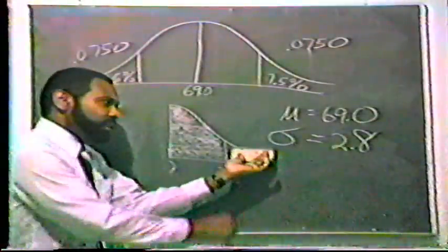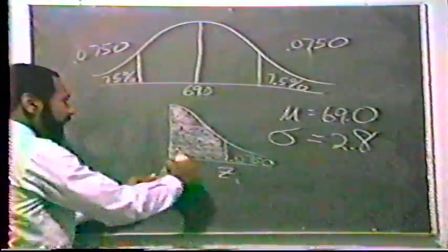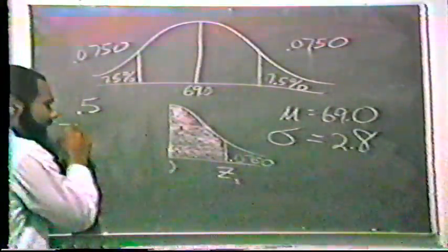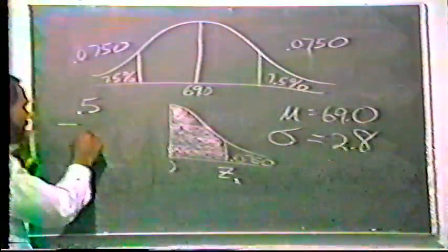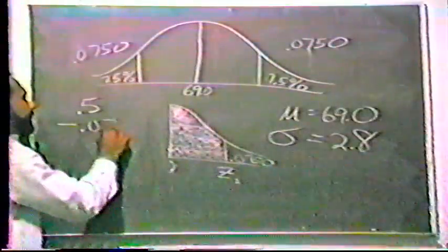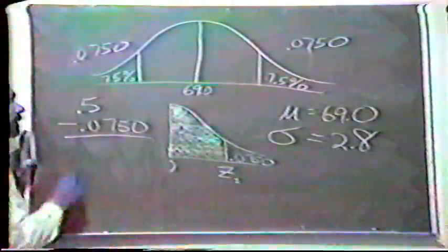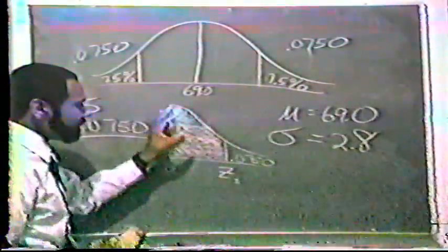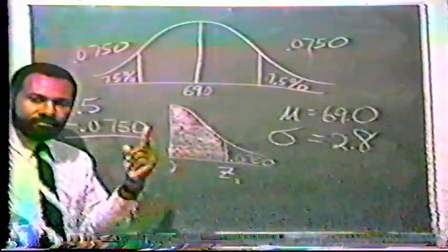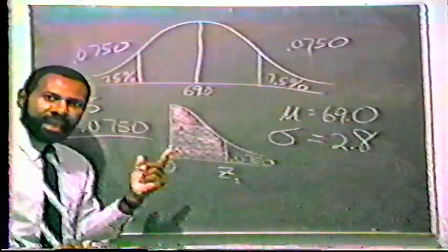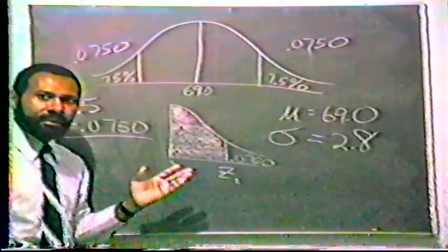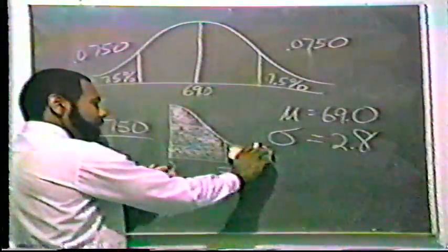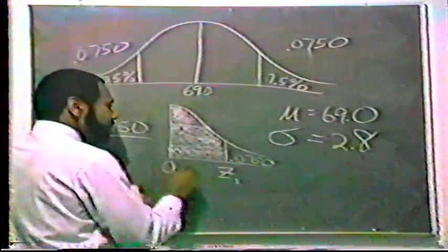So what we have to do is take that 1/2, which is 0.5, and subtract from that the 0.0750. Once again, that represents half of the area. The total area is 1. So half of it is 1/2, or 0.5. If we take that much away, we'll have the amount between the mean and the z-score.